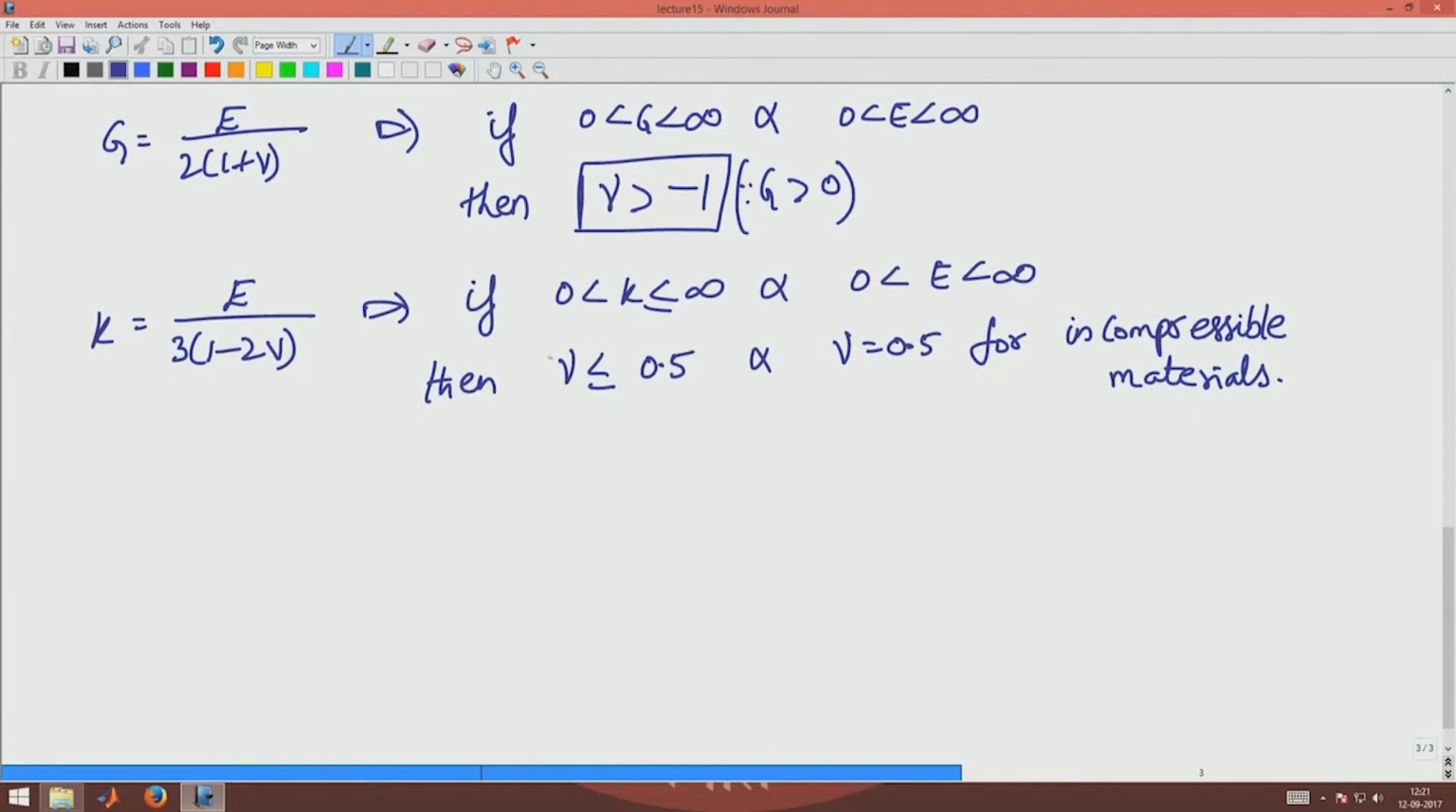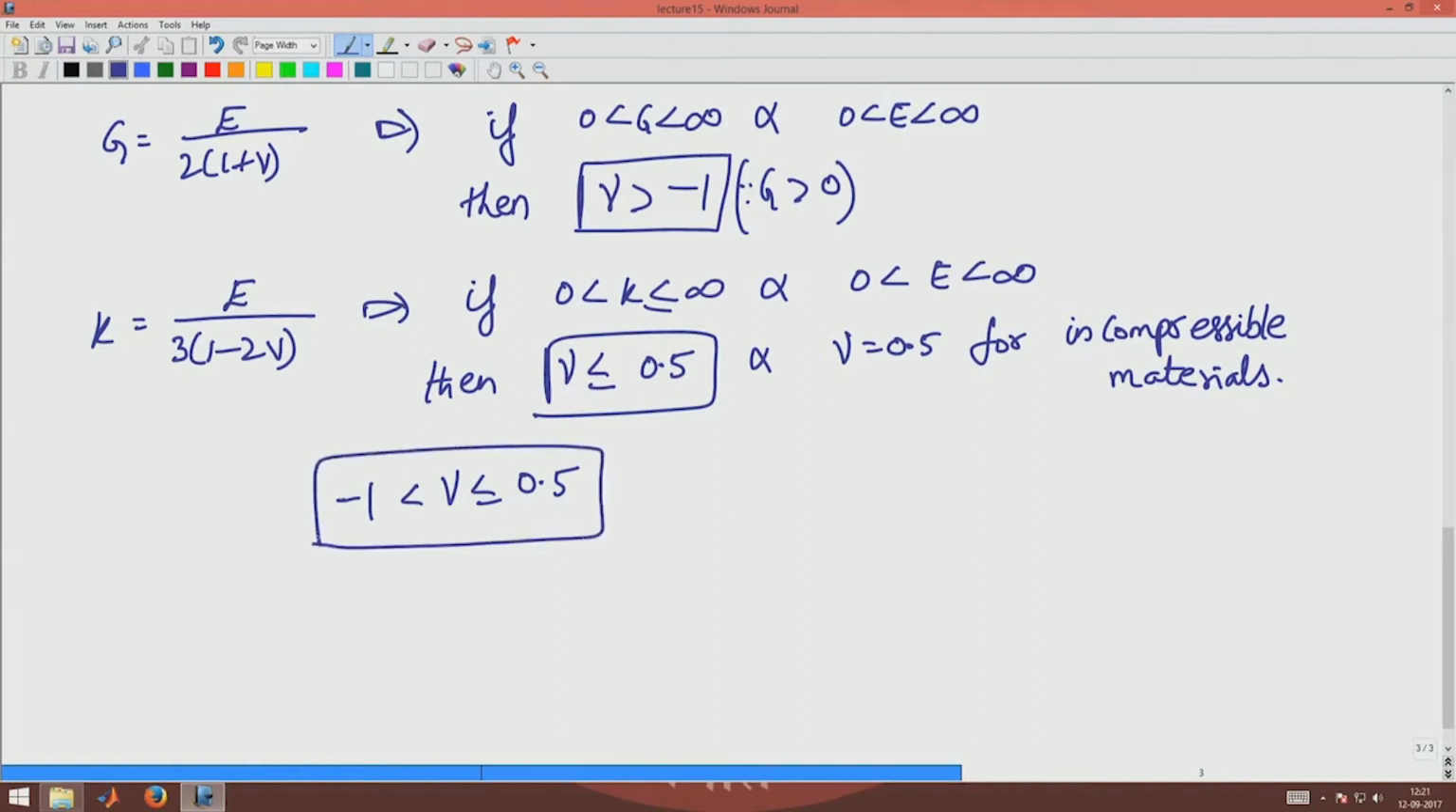Okay. From these two restrictions, from this and that restriction, you get nu to vary between minus 1 and 0.5. Okay. Nu has to vary between minus 1 and 0.5 from these two restrictions. Okay. Now, since mu is G, the restriction on mu is also from 0 less than mu less than infinity, it comes from this restriction G is that, and hence you get this restriction on mu.